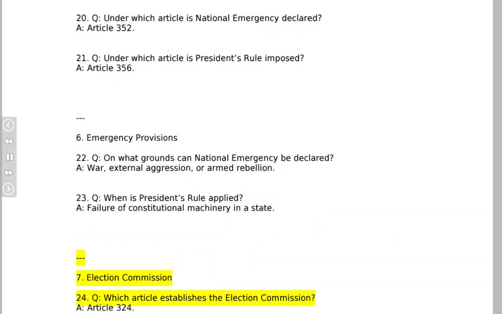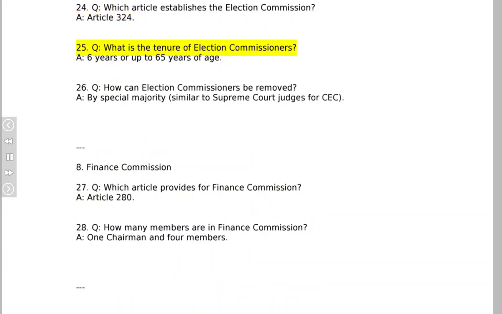7. Election Commission. 24. Q. Which article establishes the Election Commission? A. Article 324. 25. Q. What is the tenure of election commissioners? A. 6 years or up to 65 years of age. 26. Q. How can election commissioners be removed? A. By special majority, similar to Supreme Court judges for CEC.